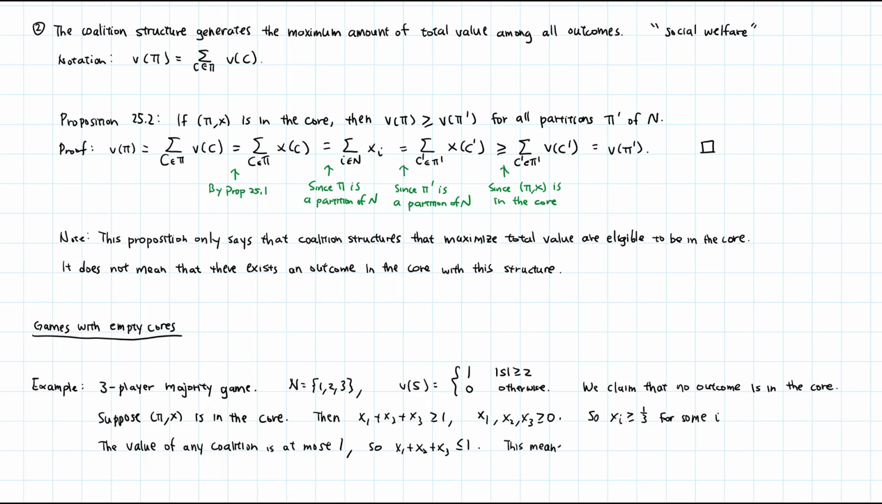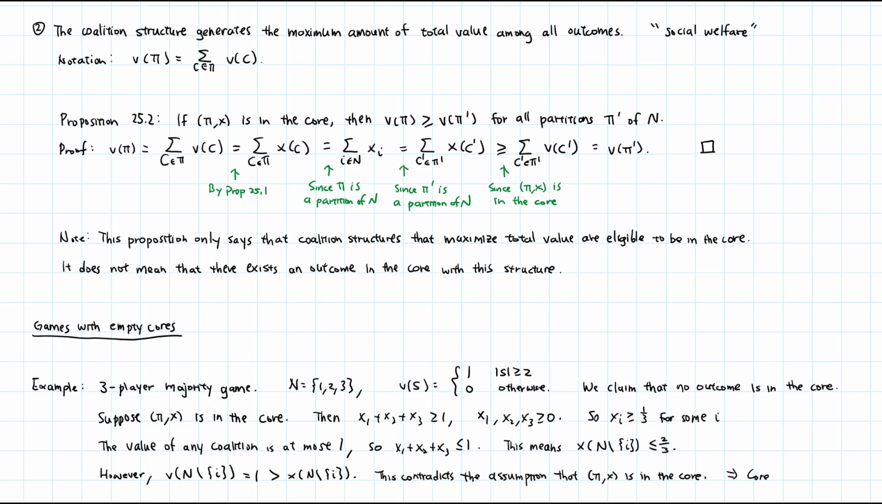This means that x(N minus i) is at most 2/3. But the value of N minus i is 1 because there are 2 members in this coalition. And this is greater than x(N minus i), the values received by these 2 players, which we know is at most 2/3. So this contradicts the assumption that (π, x) is in the core. So therefore, the core is empty.